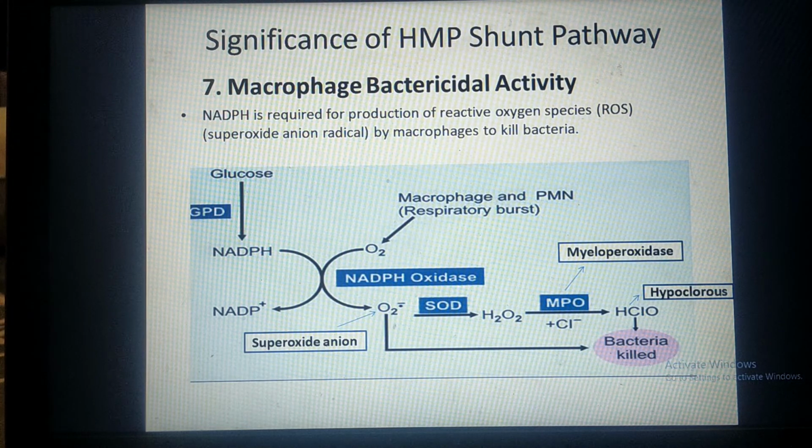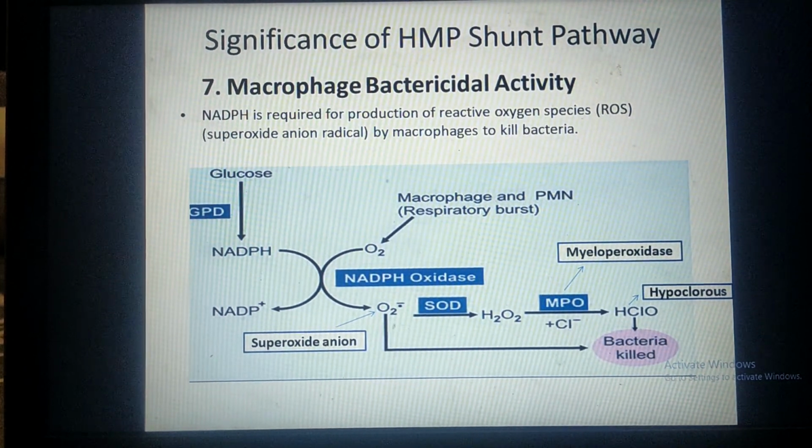So if you see on the left side, NADPH obtained from the HMP Shunt pathway acts as a donor of an unpaired electron to oxygen to form the superoxide anion. So here the role of NADPH is not in removing the free radical, but to generate the free radical to kill the bacteria. So these are the various important roles of NADPH in the body.